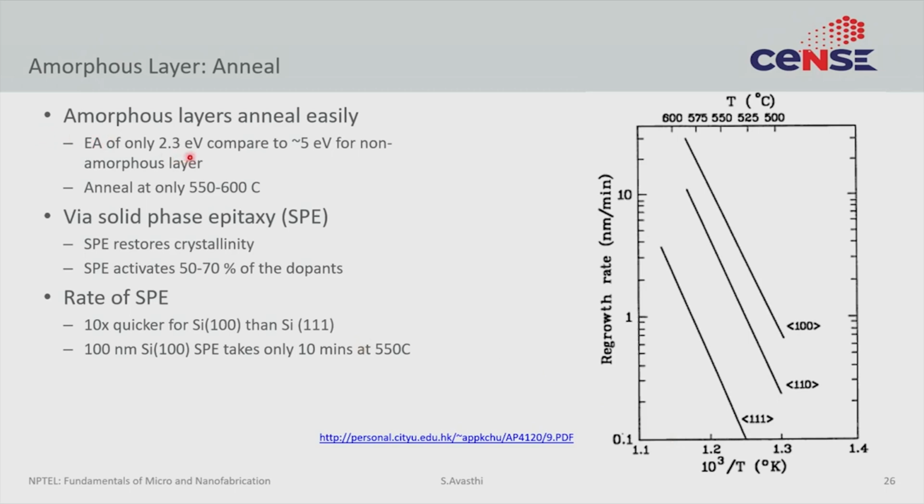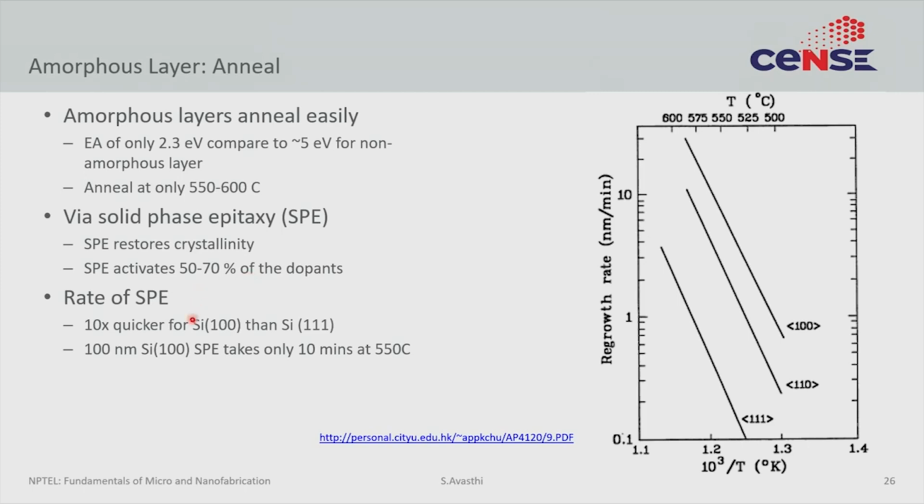So, at very low temperatures around 550 or 600 C, this amorphous silicon layer gets annealed away, or the damage can be annealed away. It goes through a mechanism that is called solid phase epitaxy. The solid phase epitaxy restores crystallinity. So, you remake your crystalline silicon at very low temperatures, which is good, but also it activates around 50 to 70% of your dopants, which is a relatively high number.